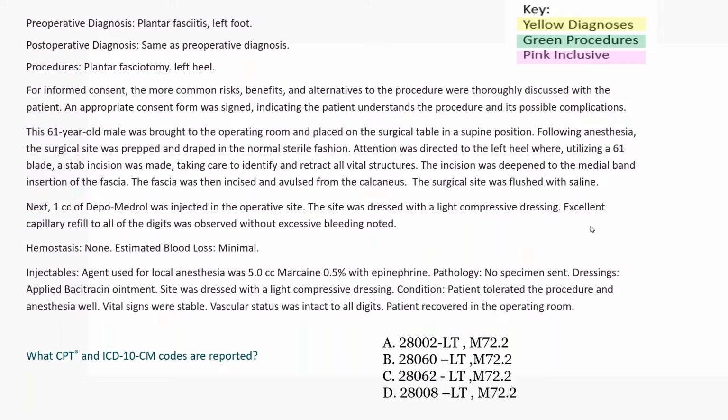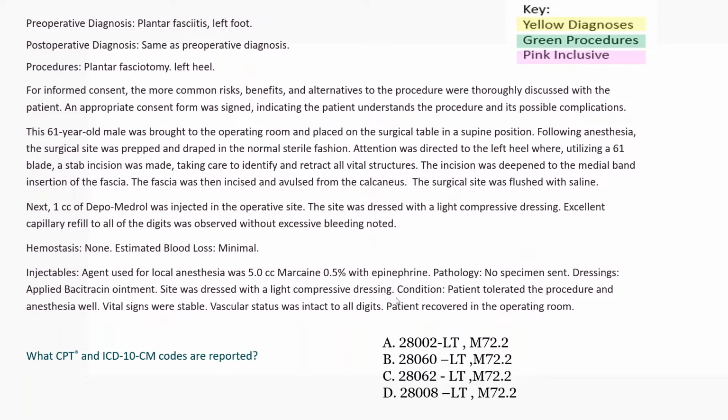The 61-year-old male was brought to the operating room and placed on the surgical table in a supine position. Following anesthesia, the surgical site was prepped and draped in the normal sterile fashion. Attention was directed to the left heel where, utilizing a 61 blade, a stab incision was made, taking care to identify and retract all vital structures. The incision was deep into the medial band insertion of the fascia. The fascia was then incised and avulsed from the calcaneus.